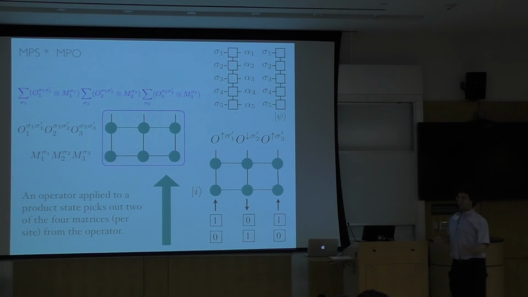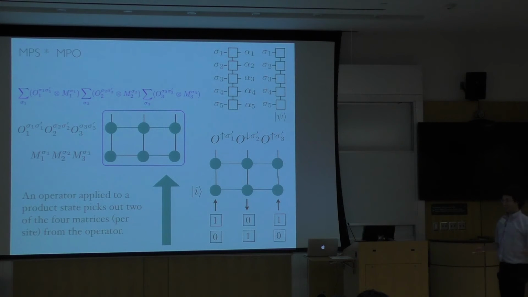If you're an expert in matrix product operators, this is the rule you know and love. If you open Schollwöck's review article on matrix product states, this is the rule you'll read. This is how you generate a matrix product state when you multiply a matrix product state by a matrix product operator. For each of the matrices, you take an appropriate outer product.